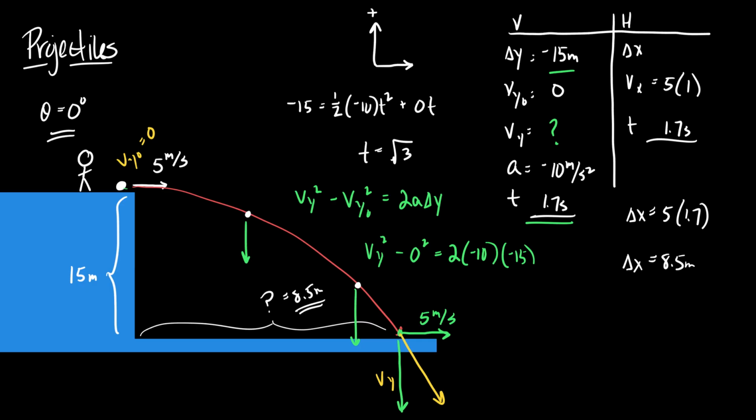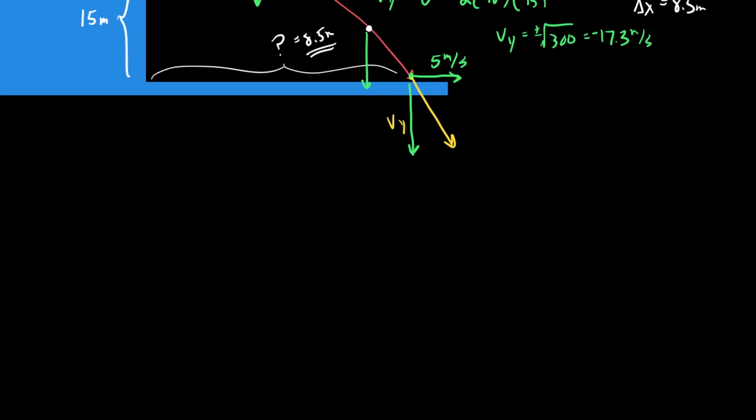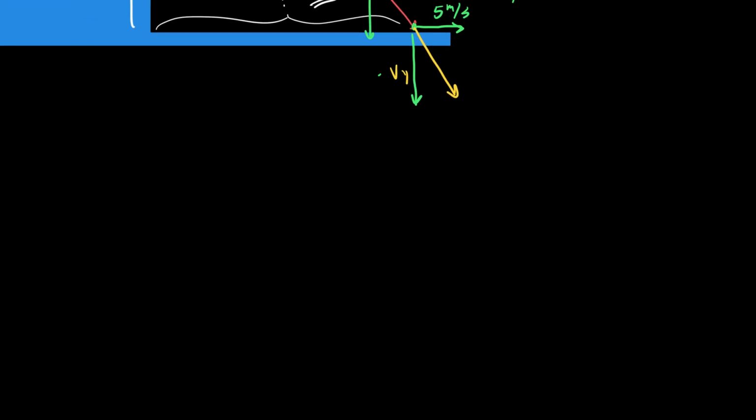Okay. Do I have to do the arithmetic too? So 10 times 15 is 150, times 2 is 300. So Vy is plus or minus the root of 300, which is 17.3 negative. That makes this 17.3.